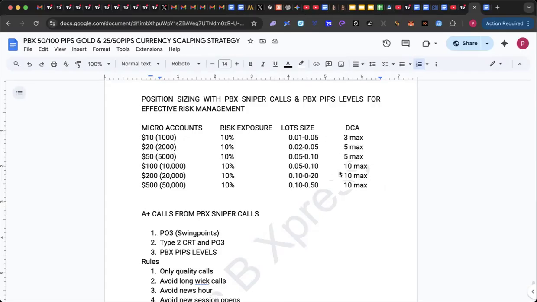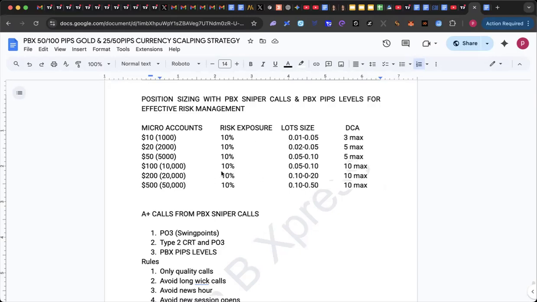Now, how do we go about this? We say use 0.01 to 0.05 for your trade. It's the accumulation you are looking for. Ripple effect is what you are looking for. Maximum 3. There's a time you may increase it, and I will tell you how and why it may happen.